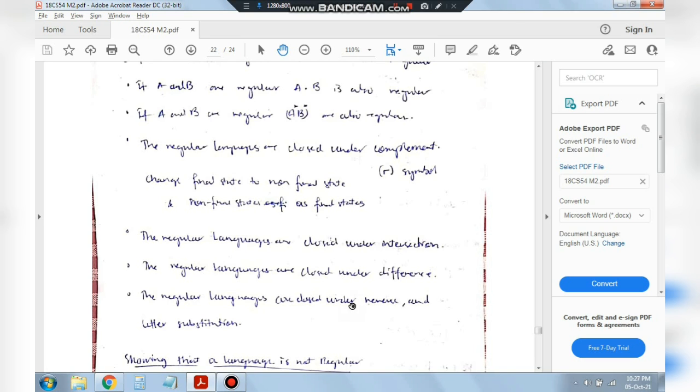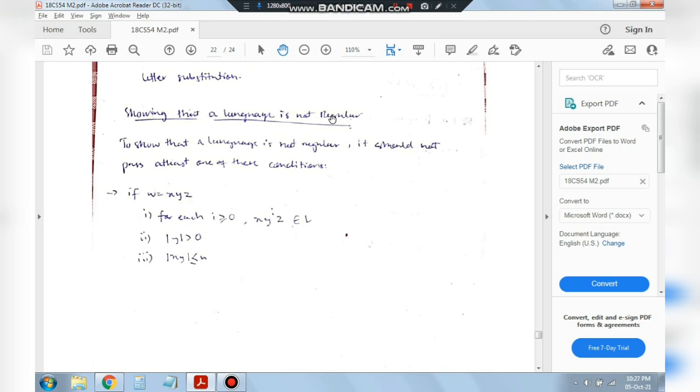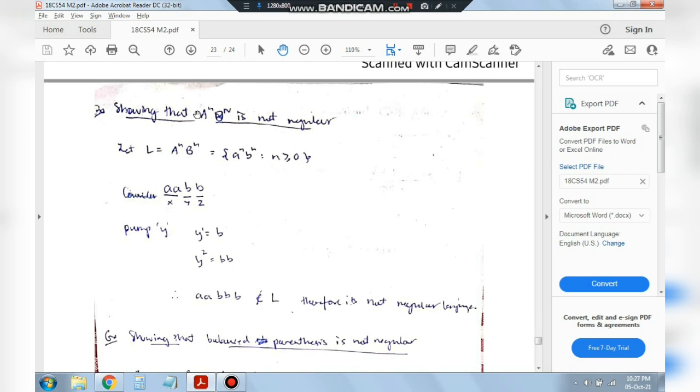The next topic is a very important one, which is showing that a language is not regular. Remember these 3 rules. If w equals xyz is a string, it can be expressed in the form x, y to the power i, and z, where the length of y is greater than 0 and the length of xy is less than or equal to n. Let's discuss this by an example. Show that a power n, b power n is not regular. Whenever you create a string here, divide it into 3 parts. That's up to you how you divide. I have divided a as x, b as y, and another b as z.